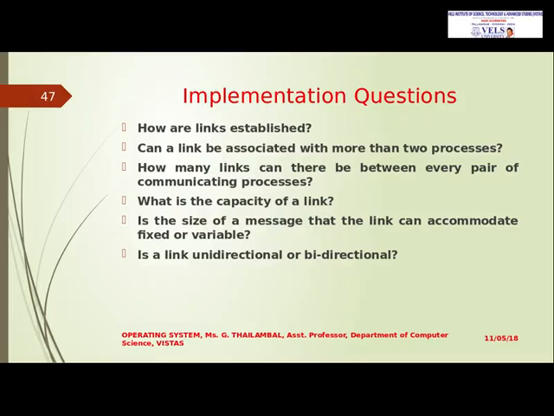And the next one is what is the capacity of the link, how many messages can be passed between these two processes, that is the capacity. Also, whether the link can pass a fixed message or a variable message, and whether the link is unidirectional or bidirectional. That means if process A is communicating with process B, whether process B can communicate with process A or not, that should be identified. If all these questions are answered properly, then you can give a communication link between two processes.